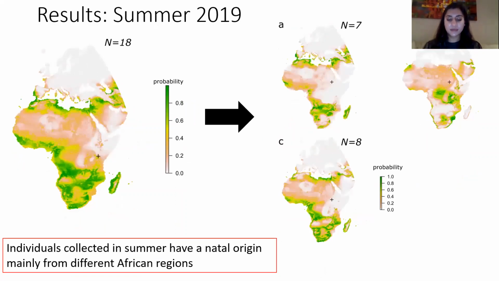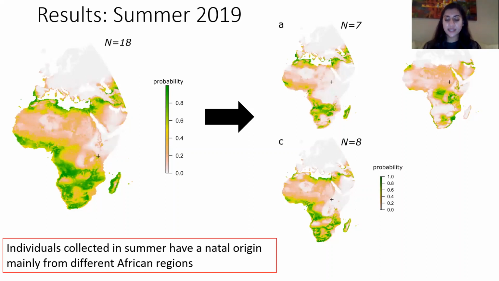For the 18 samples collected in May 2019, there was considerable variation in hydrogen isotope signature, which implies a broad geographic variation in natal origin. To limit the possible location of origin, we decided to structure this data into clusters. The first cluster is a population that shows a high probability of origin from Southern Africa, but also in Saudi Arabia, Syria, Morocco, or even Spain.